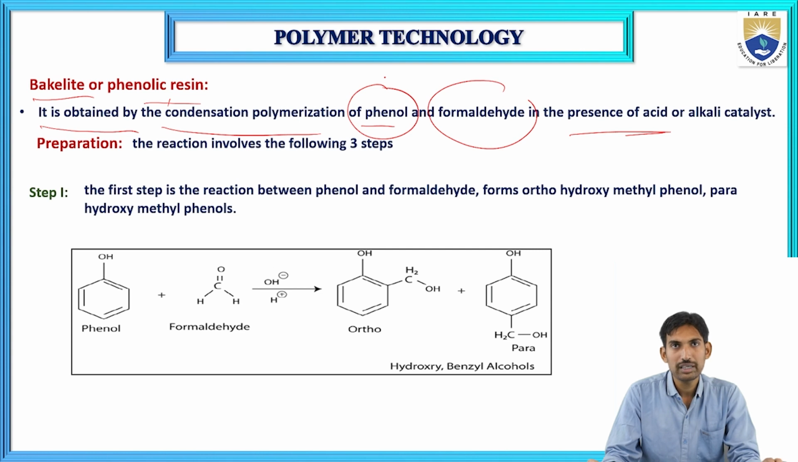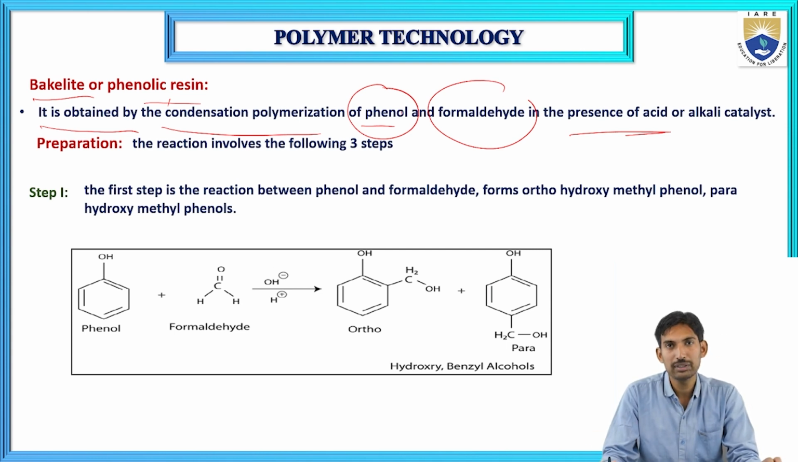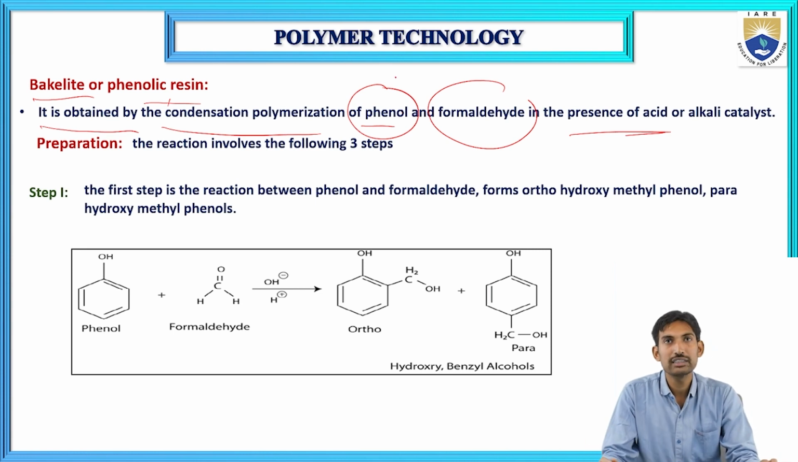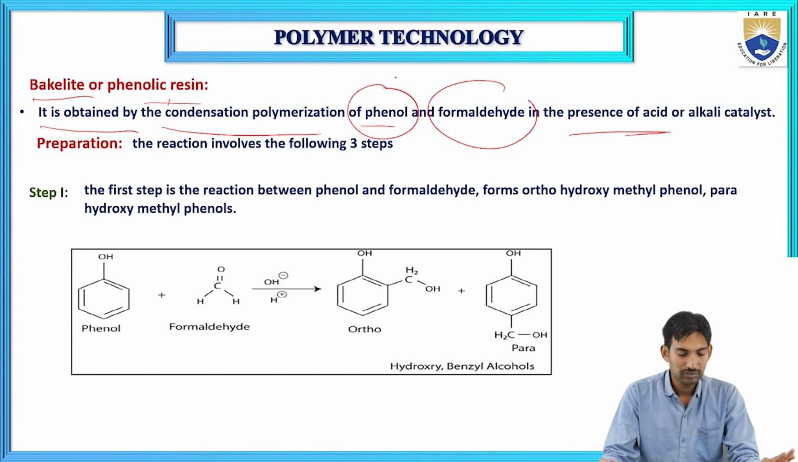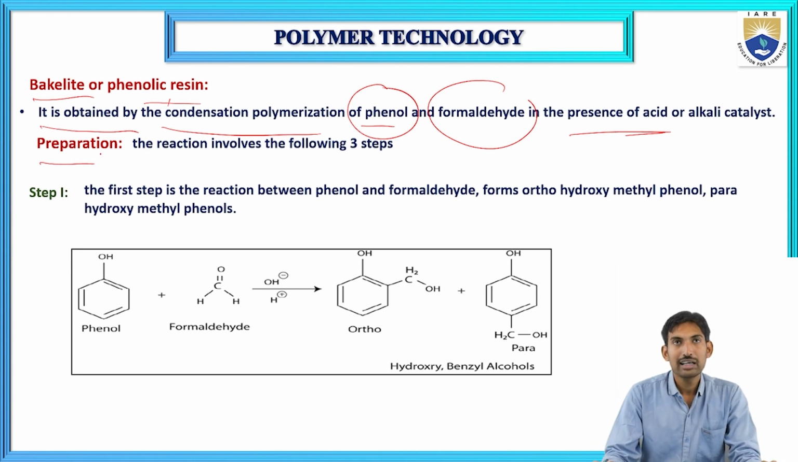We can prepare Bakelite polymer by using phenol and formaldehyde monomers in the presence of an acid or basic catalyst. It produces Bakelite or phenolic resin, prepared by simple condensation polymerization. The starting materials in the Bakelite synthesis are phenol, formaldehyde and an acid or basic catalyst. The reaction involves the following three steps.